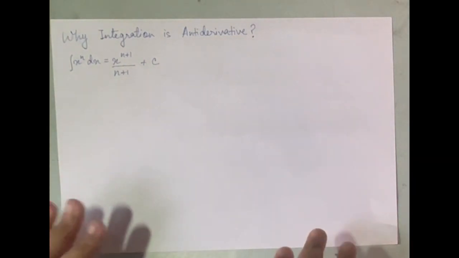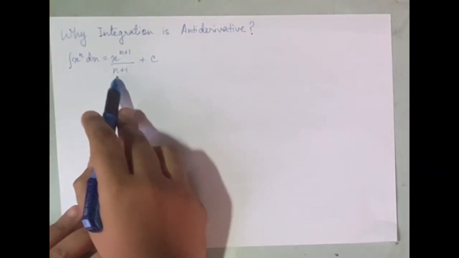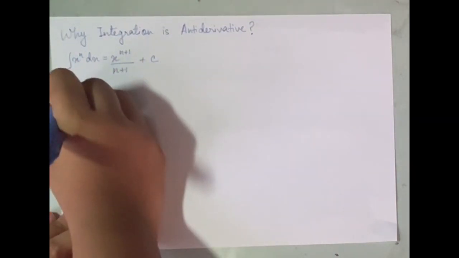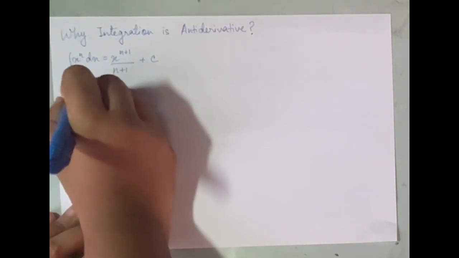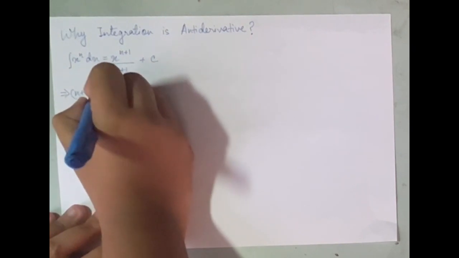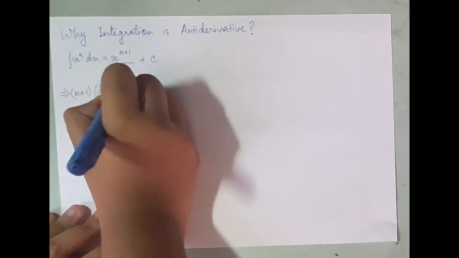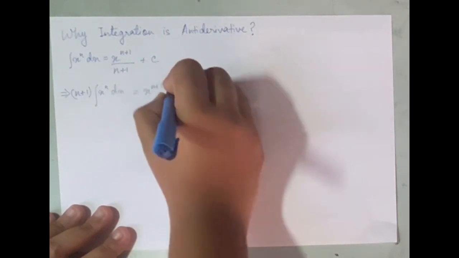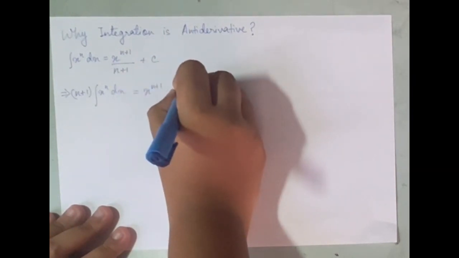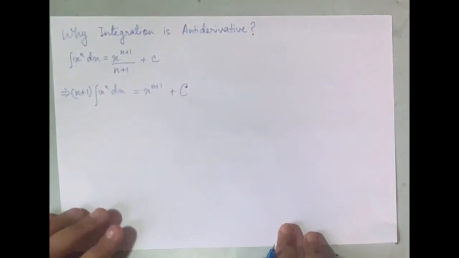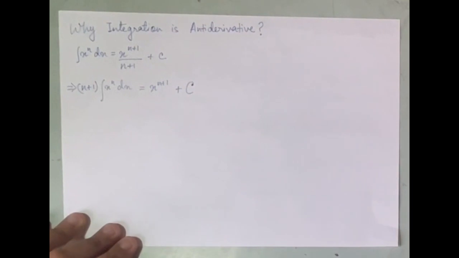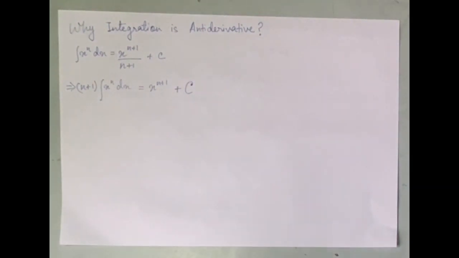Okay. Now, I am multiplying n plus 1 on both sides. So we get n plus 1 times the integration of x to the power n dx, which is equal to x to the power n plus 1 plus capital C. I am writing it as capital C, where capital C stands for small c into n plus 1. Okay. n is a number, any number.